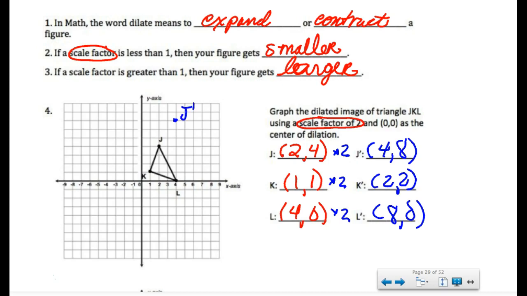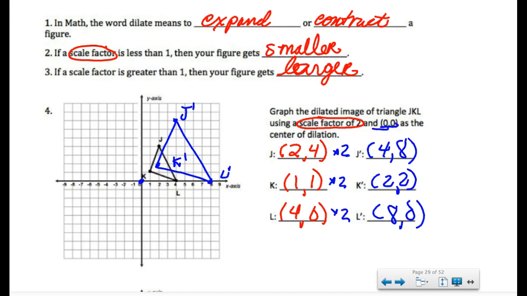I do 2, 2, and that's my new K. I do 8, 0, and that's my new L. And I've just dilated that by a scale factor of 2. Now what it says is this is a center of dilation.